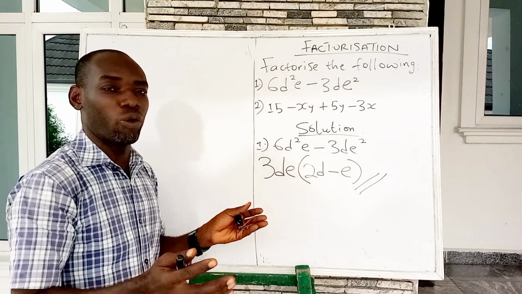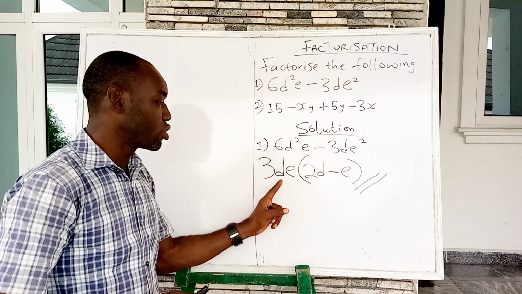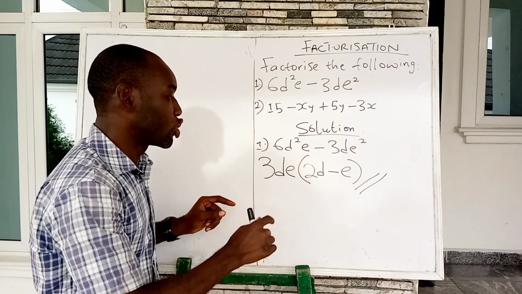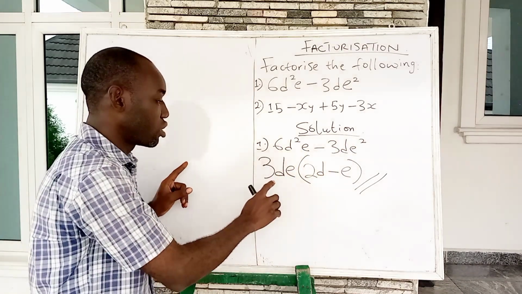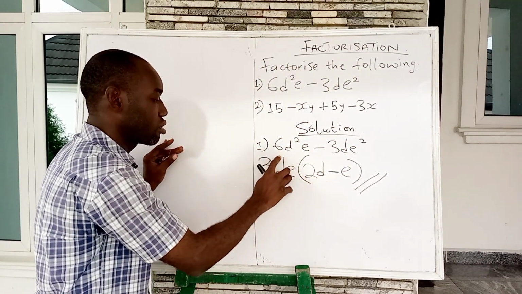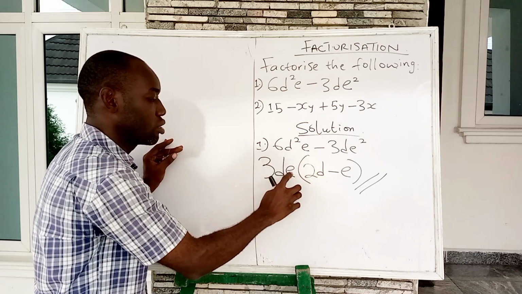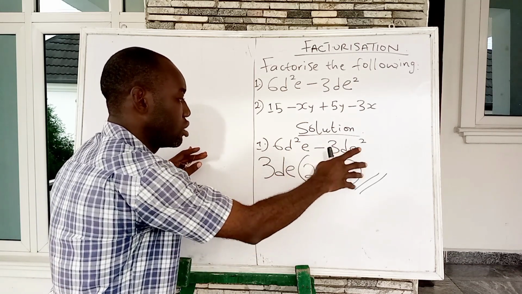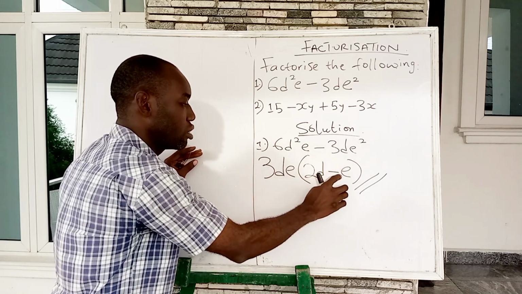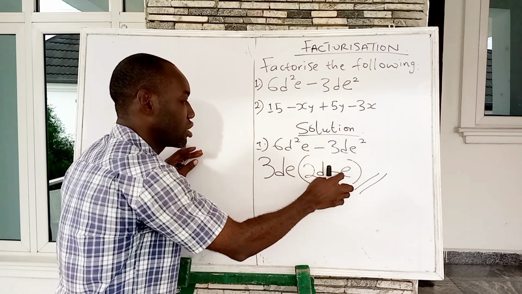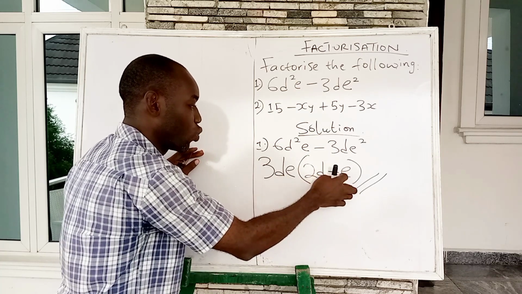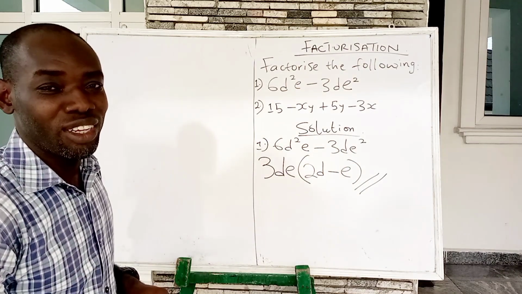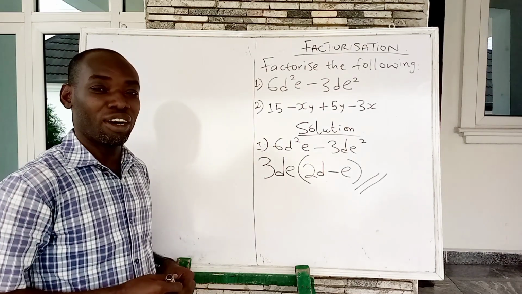Now, what's the proof that your answer is correct? Use this common factor here to multiply the two terms here. It should give you this back. We can test from that now. 3 times 2, that's 6. D times d, that's d squared. E multiply 1 here, that's e. Then we'll get to the second term. 3 times 1, the coefficient here is 1. 3 times 1, that's 3. D times 1 here, that's d. Then e times e, that's e squared. So that's the solution for the first question.